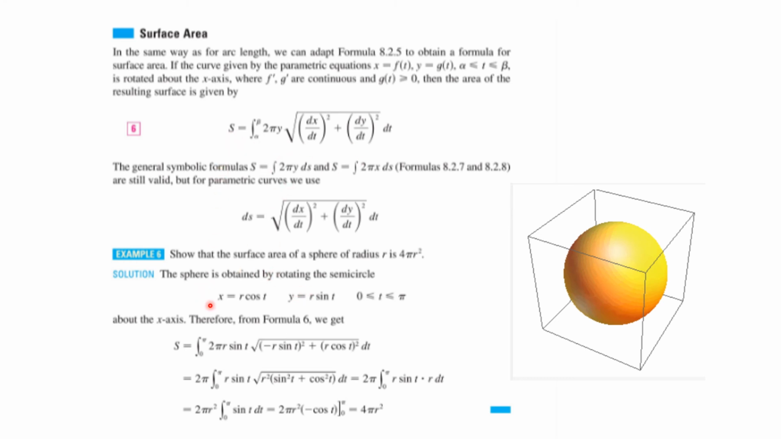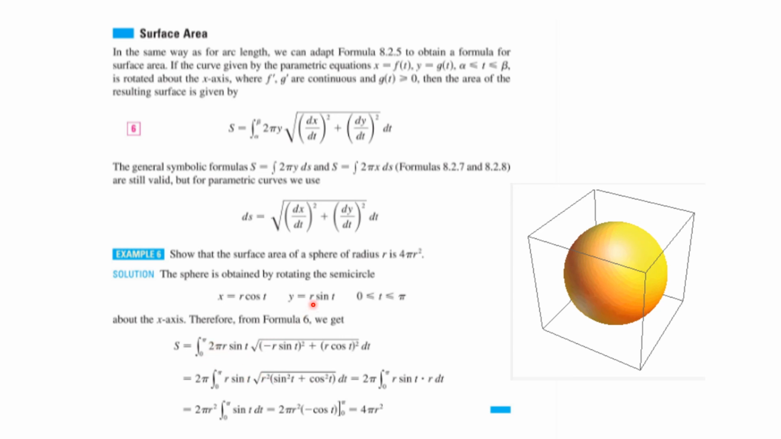Again, the sphere is obtained by rotating the semicircle, and here I'm parameterizing it as x equals r cosine t, y equals r sine t, where t runs from 0 to pi. That will give you a parameterization of the top half of that circle, and if we revolve it around the x-axis, we'll get the sphere. So what we're going to be doing is integrating from 0 to pi.